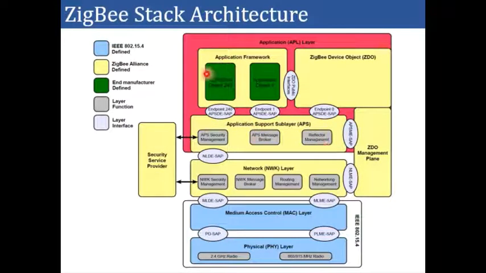So basically, the applications which are being built on top of the Zigbee stack will share the data with the other applications through the application support sublayer, and then from there the information goes to the network sublayer, and then it is passed on to the MAC layer and the physical layer, which is part of IEEE 802.15.4, and then it is sent to the other device.